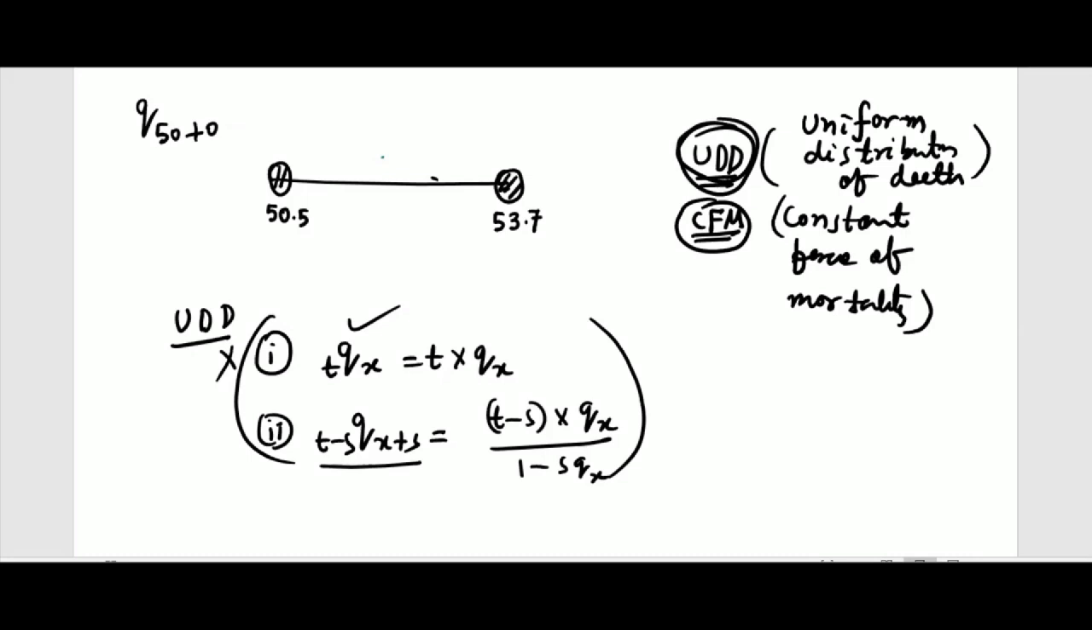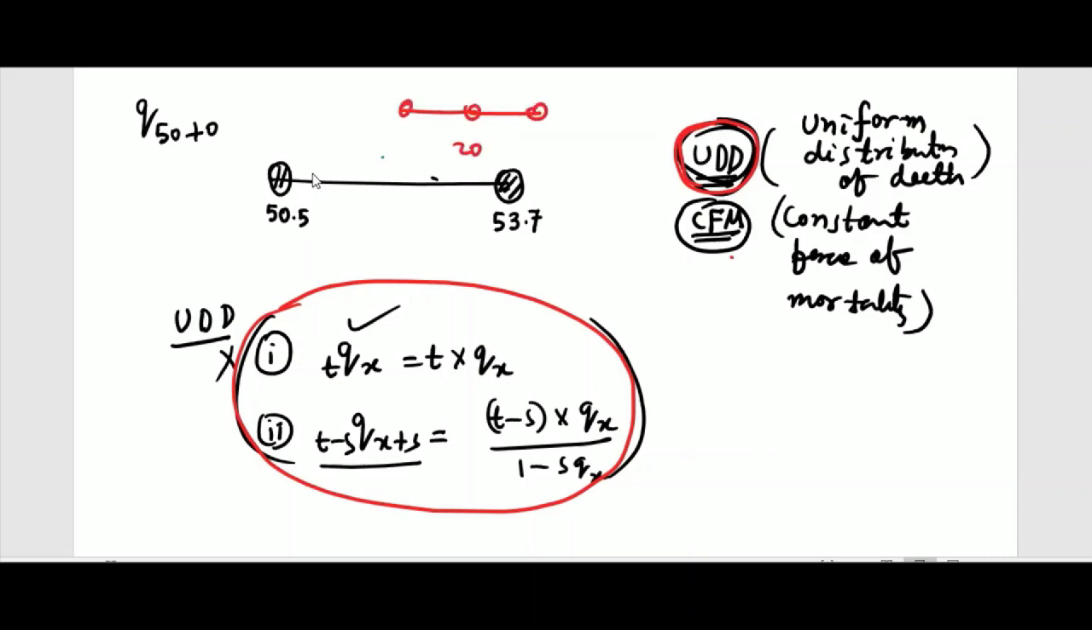Uniform distribution of death. Okay, what does that mean? The formulas you have to use anyway, and you can find them from the actual table. But the meaning of UDD is that the deaths are uniformly distributed. That means if 20 people will die in one year, then 10 will die here, 10 will die here. Again, if 10 will die, then 5, 5, 5, 5, that way.